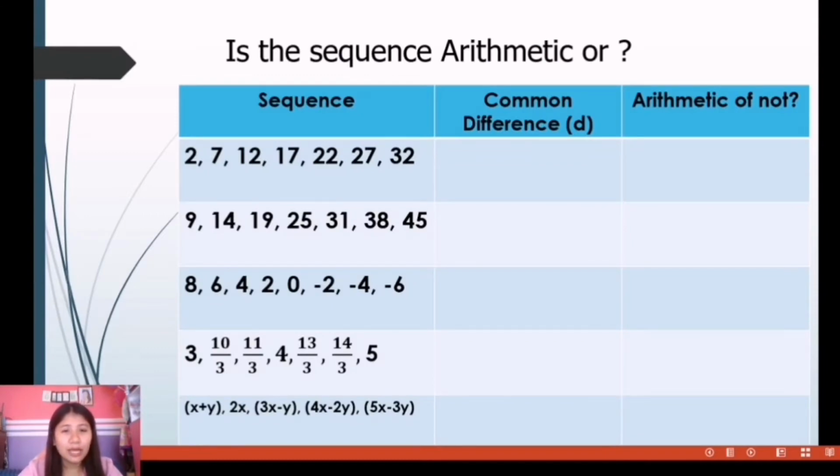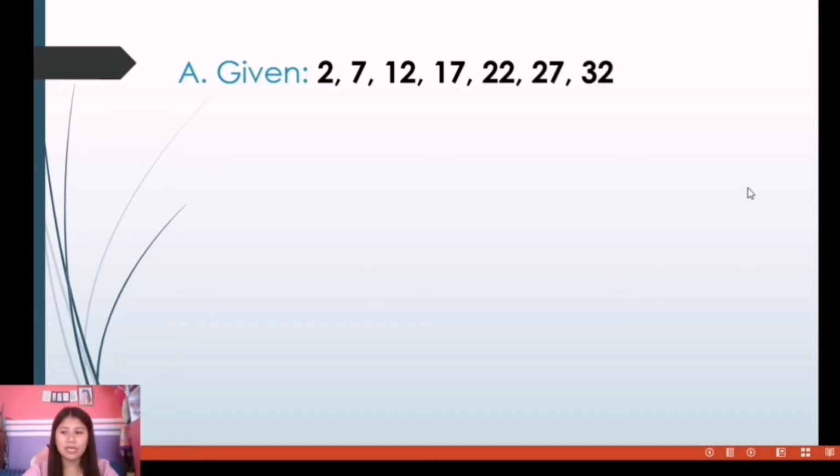So now, an arithmetic sequence requires a common difference between the terms. So given the following sequences, let us now identify their common difference to prove whether the sequence forms an arithmetic sequence or not. Okay? The given sequence can be identified as arithmetic or not by observing their common difference between the terms. So let us now examine the following.